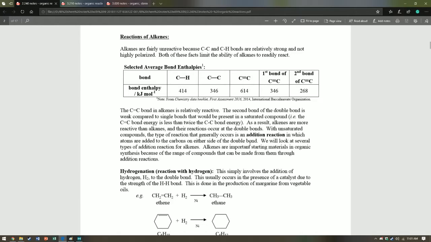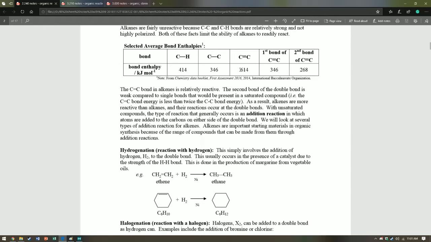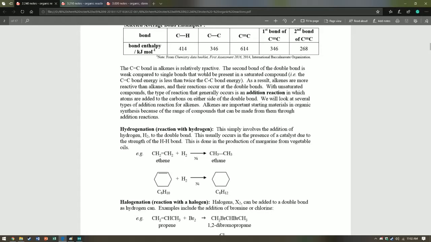But for the C=C double bond, we can see here that its bond enthalpy is 614 kilojoules per mole. However, we note that the first bond is 346 and the second bond is 268. Notice how that second bond is a little bit weaker than the first, and it's that second bond being weaker that allows it to be a site of chemical reactivity. Therefore these alkenes will generally undergo addition reactions, which is more or less what it sounds like: you add things to saturate the double bond.